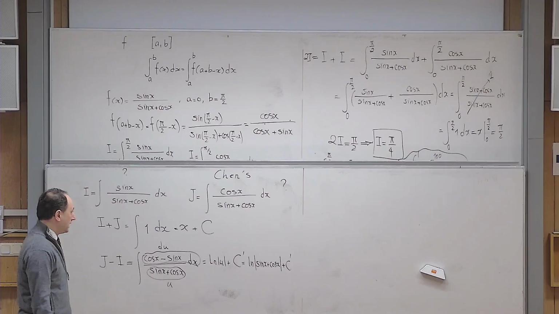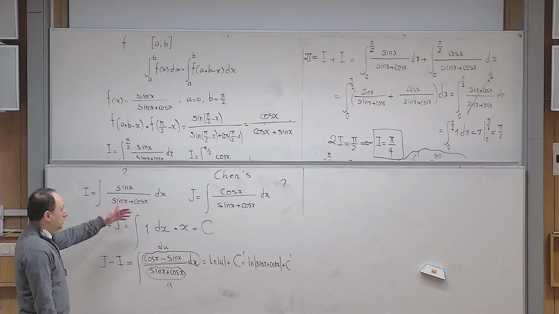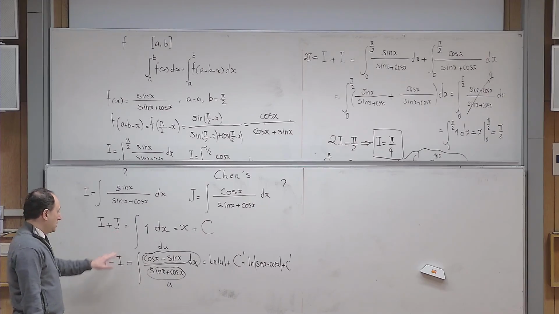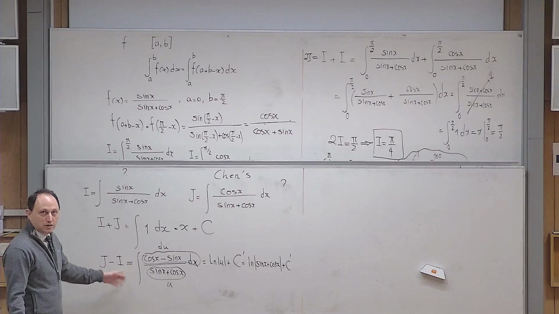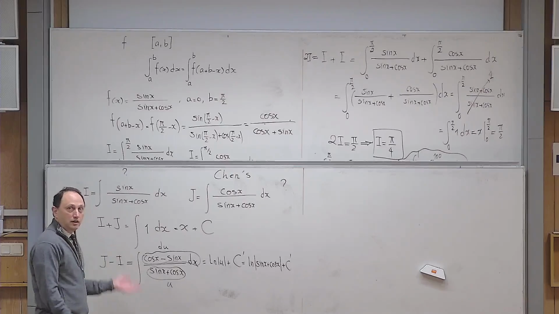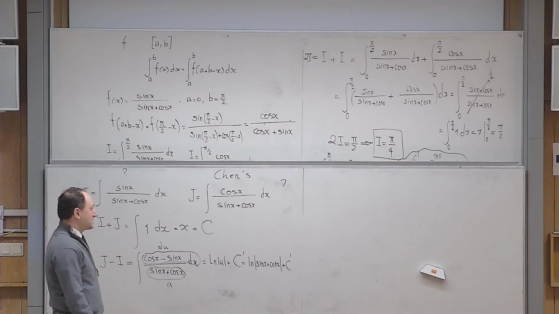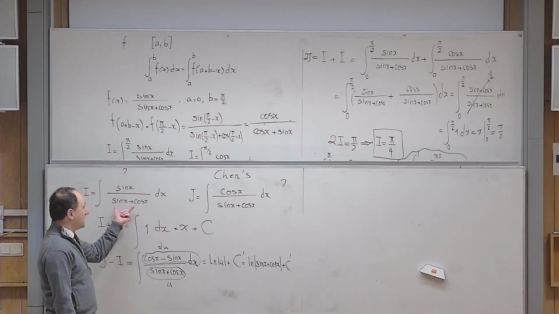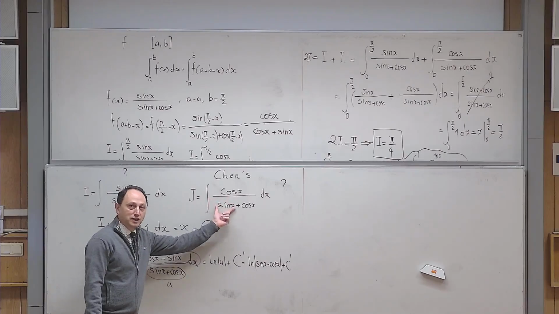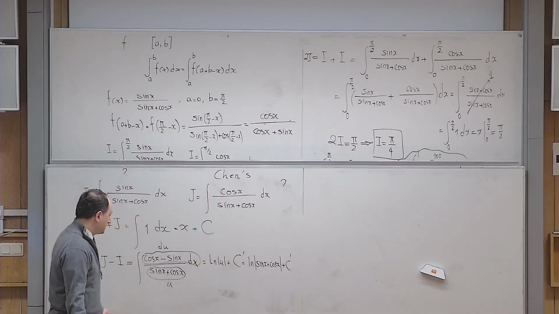So what do I have? I don't know J, but I know what I plus J is, and I know what J minus I is. So I solve a system of equations in terms of I and J and find I and J. As a bonus, I not only get the answer to this integral, but as a byproduct I will also get an answer to this integral. Okay, let us do that.